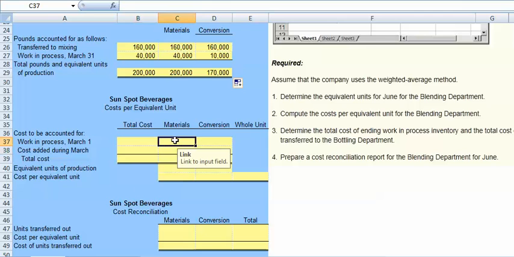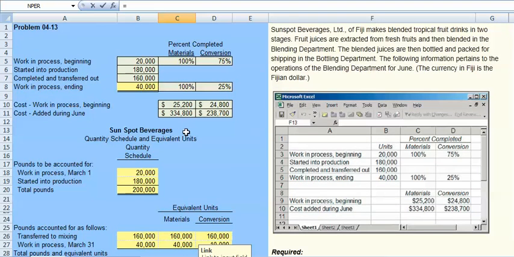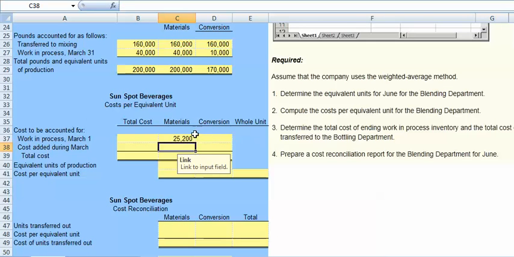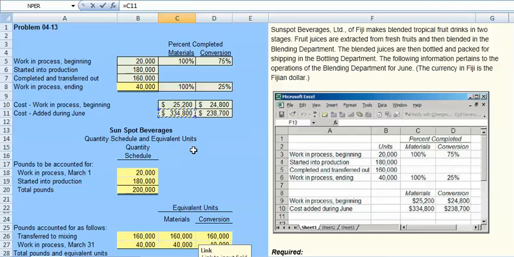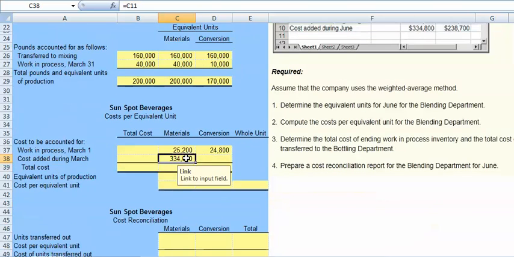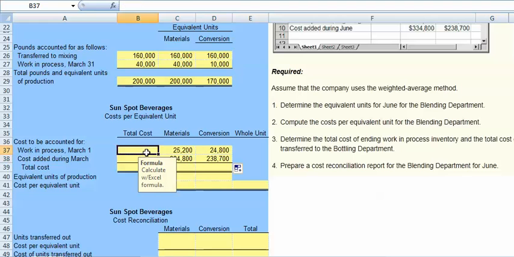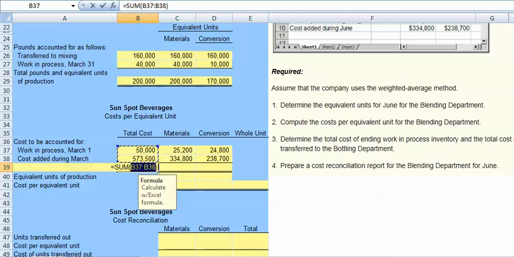Cost to account for. Our material cost. Link that to the given information above. Our material cost right there, 25,200. And I can copy that right on over. Our cost added, 334,800. And again, I can just copy that right across. Total cost, 25 plus 24. Cost added, 334 plus the 238. Now my total cost, I can simply sum my column. There's my sum, and I can copy that across.